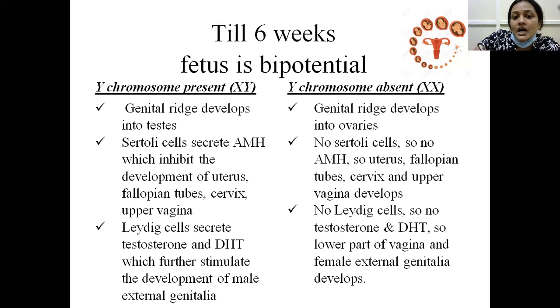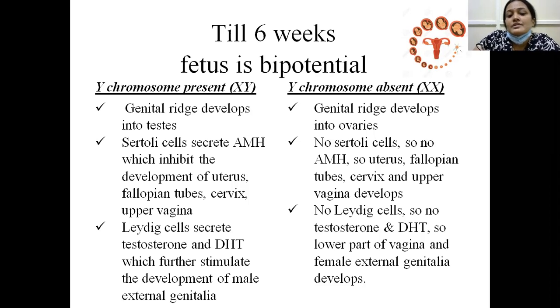Sertoli cells secrete a hormone called AMH. AMH is anti-Mullerian hormone. The name itself says anti-Mullerian, against the Mullerian development. So this inhibits the development of uterus, fallopian tube, cervix, and the upper vagina. So then the Leydig cells. Leydig cells are the cells which produce testosterone, and with the action of 5-alpha reductase, this testosterone gets converted into dihydrotestosterone. This further stimulates the development of male external genitalia. Dihydrotestosterone is the hormone that is responsible for the development of male external genitalia.